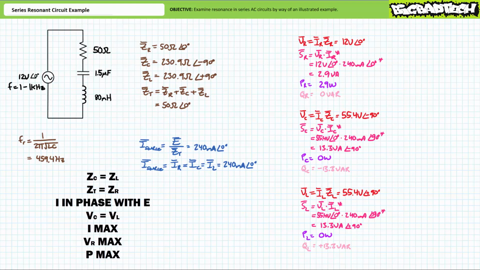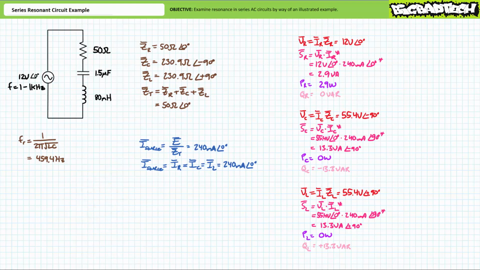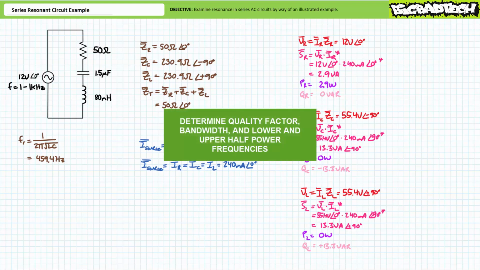Any frequency less than or greater than the resonant frequency, in this case 459.4 Hz, all this magic simply will not happen. If we had a lot of time on our hands, we could do a time-consuming frequency sweep of the circuit at different frequencies and plot its performance. Ain't nobody got time for that. Let's see if we can qualify this circuit's resonant condition with a couple measurable quantities, specifically quality factor, bandwidth, and the lower and upper half power frequencies.